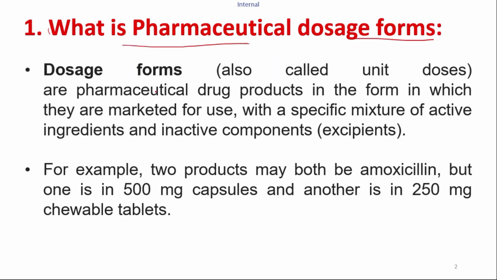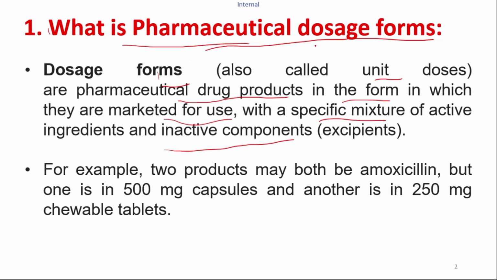So first is, what is pharmaceutical dosage form? So first question we have, what does pharmaceutical dosage forms mean? Dosage forms, also called unit doses, are pharmaceutical drug products in the form in which they are marketed for use with a specific mixture of active ingredients and inactive components.